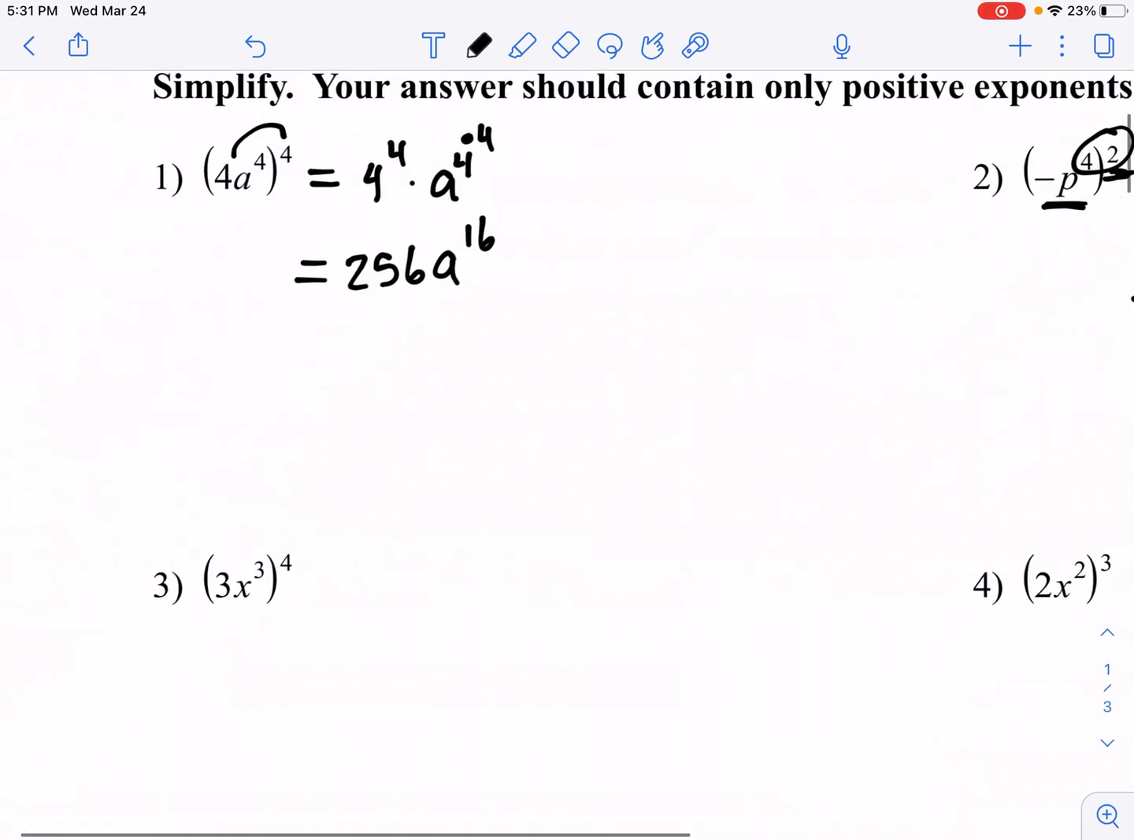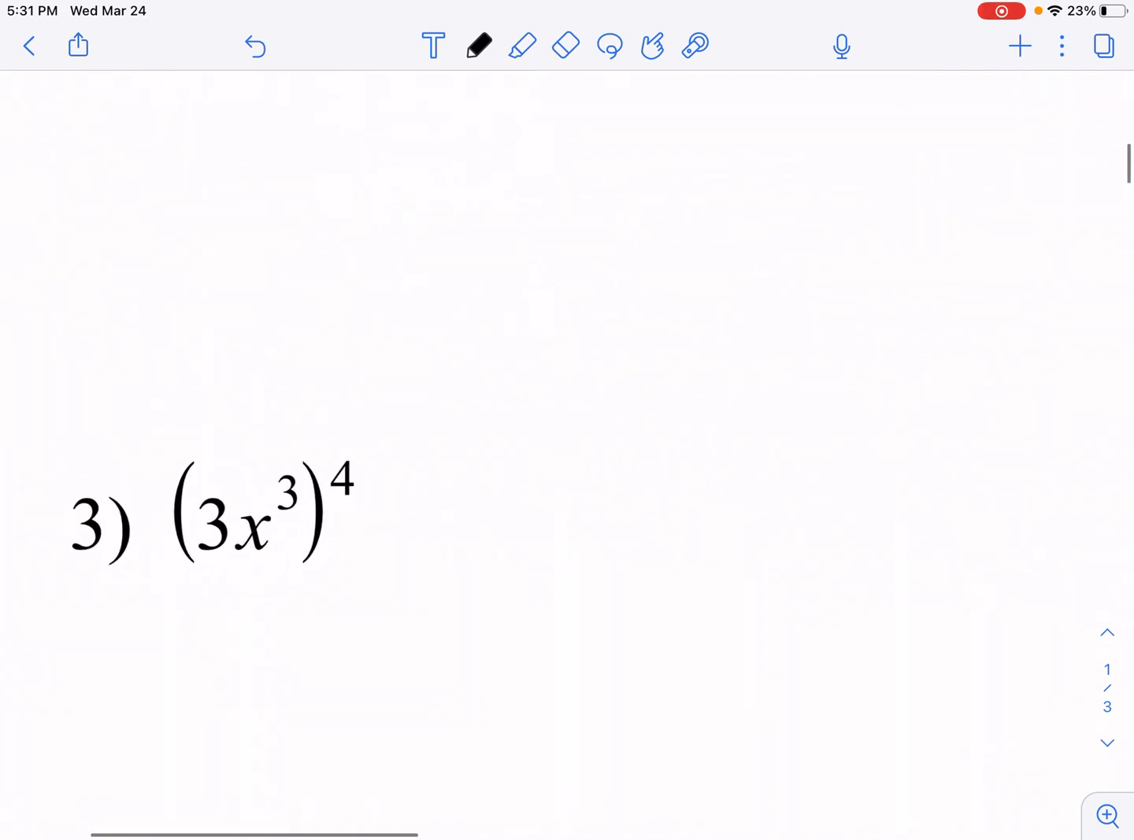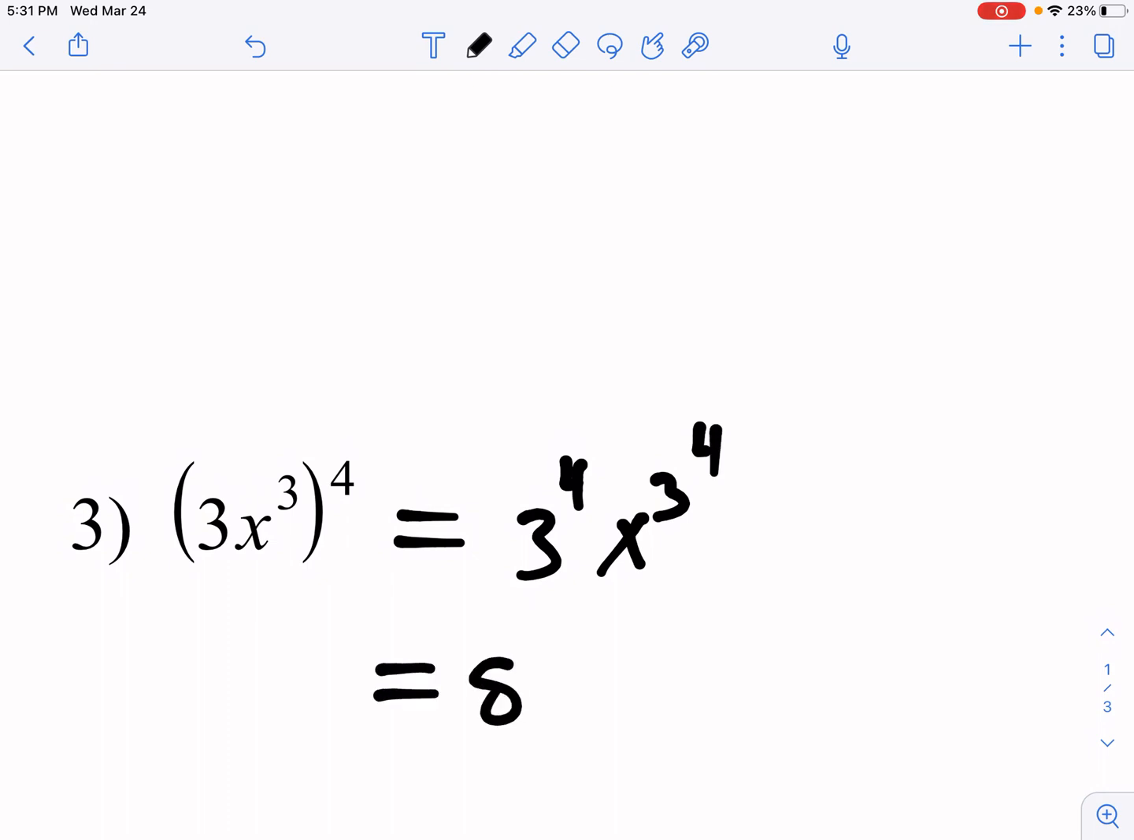Okay, let's look at number 3. Again, this would be 3 to the fourth, and then we'd have x to the third raised to the fourth power. Then we could simplify that. 3 to the fourth, we'd get 81, and then we keep our base of x. 3 times 4 would be 12.